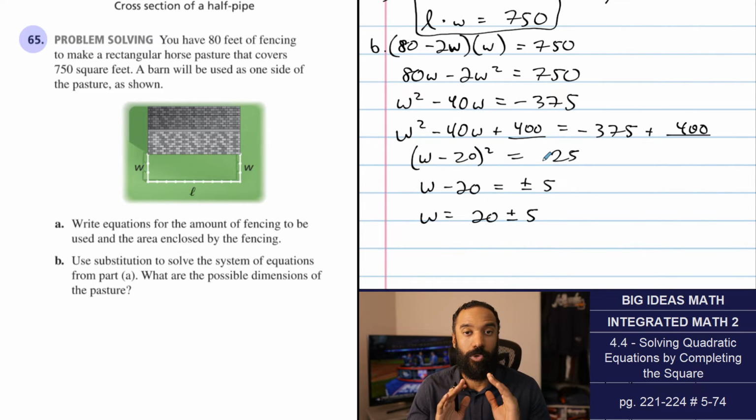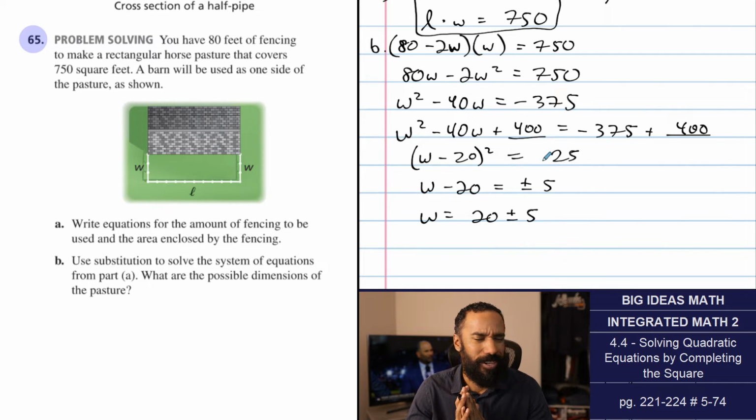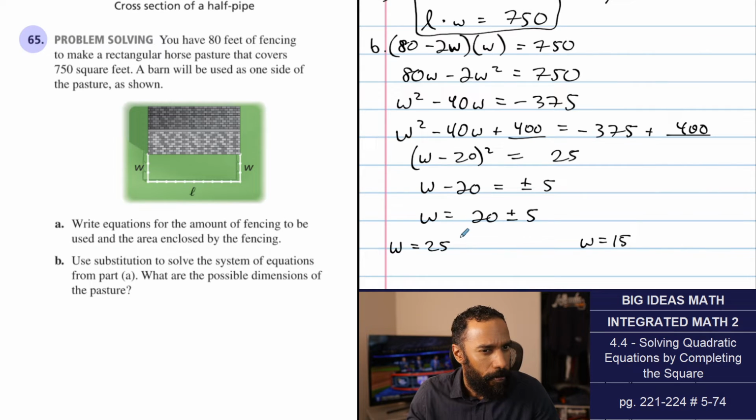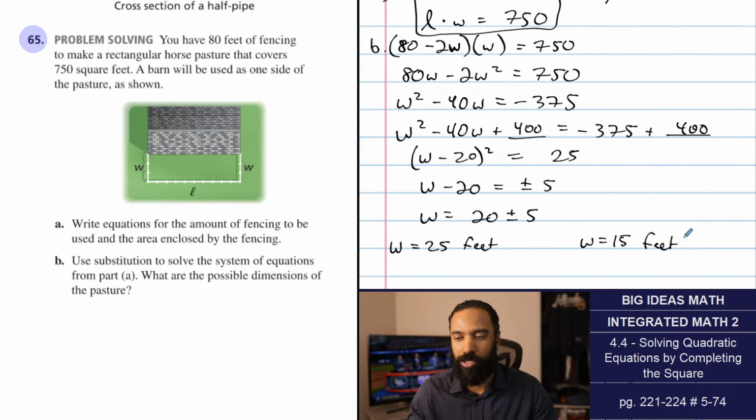Oh, well, they said, well, R. Actually, I don't know if that works and how I was saying that, but there might be more than one answer here. We have possibly, maybe, W is 25 or W is 15. Now, these are in feet. It's very possible that both of these work. I'm very curious to see what would happen.